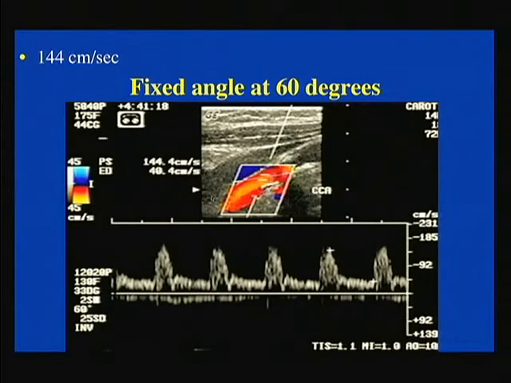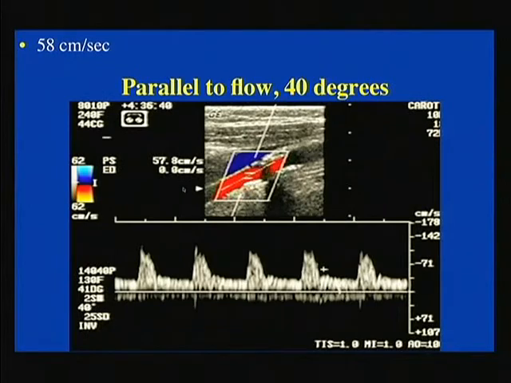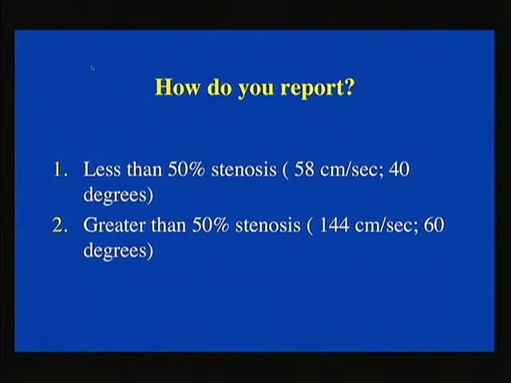Here is a case where the angle correction is set at 60 degrees. Here's the angle correction right there. We're obtaining a velocity of 144 centimeters per second. Same patient, same location, but this time we've set the angle correction at 40 degrees, and we've gotten 58 centimeters per second. So we have two different velocities. Now, remember, Dr. Pellerito said 125. So here we have one measurement at 144 and the other one at 58.